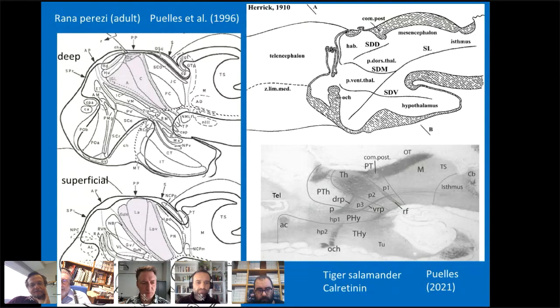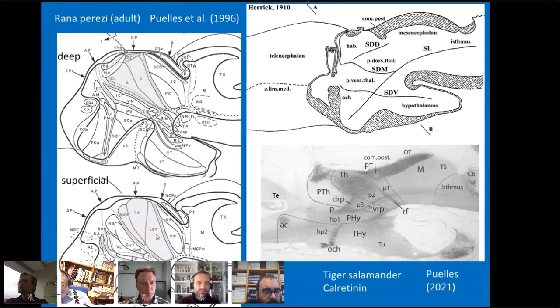Okay, let's skip it. So this is the map we obtained using this stain we produced in 96. And here I have highlighted in pink the thalamic structures. Here is the anterior domain, the central nucleus, the dorsocaudal. And this is at a deep level of section close to the midline, and this is a section level a bit more lateral, closer to the surface.